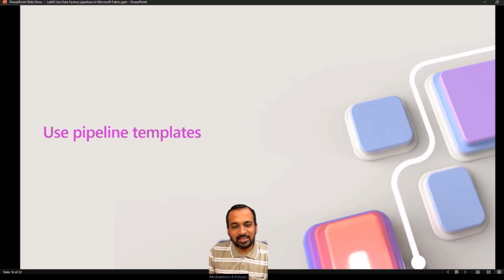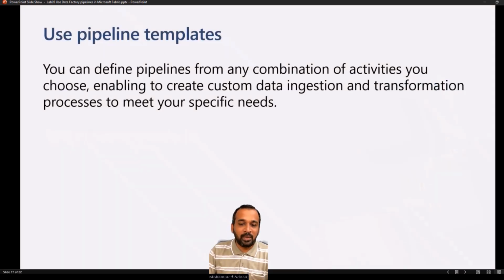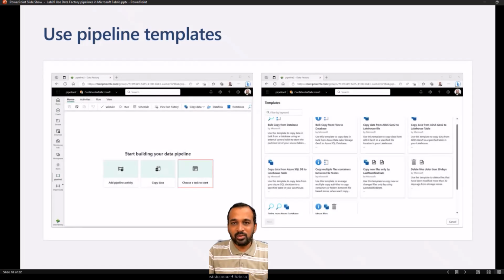Another thing which we have here is use pipeline templates. You can define pipelines from any combination of activities you choose, enabling you to create custom data ingestion and transformation processes to meet your specific needs. There are predefined templates available in Data Factory. That's pretty amazing, because we don't need to investigate further what activities we need to use in order to get the data from this source to this destination. All other things are here. As you can see in the image, we have the option to choose where to start.